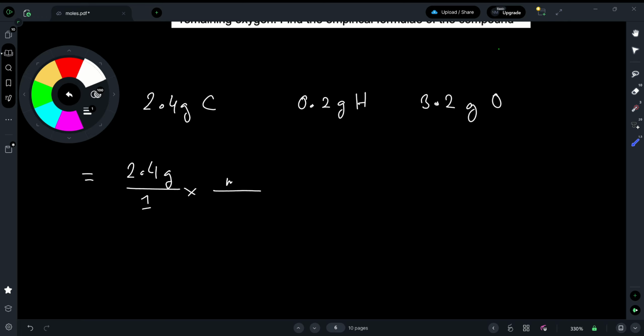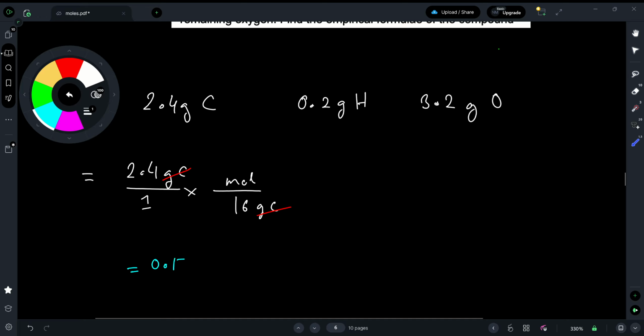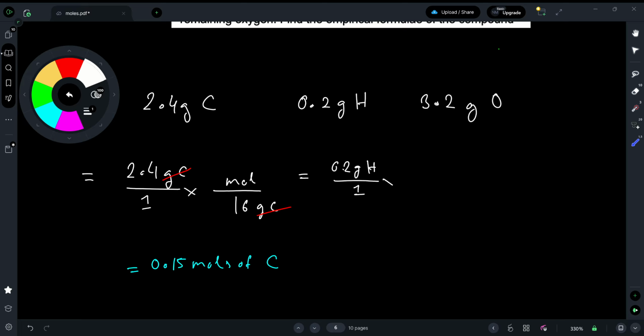So the molar mass of carbon is 16 grams per mole. So grams of carbon, GC means just grams of carbon. So we cancel the grams of carbon. 2.4 divided by 16 is 0.15. So 0.15 moles of carbon.